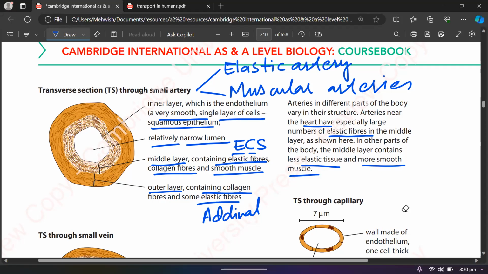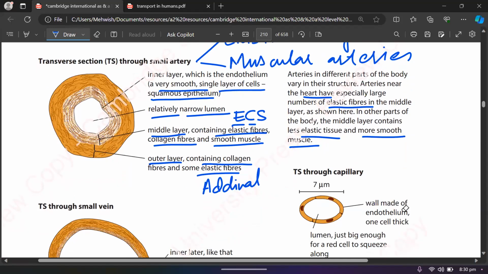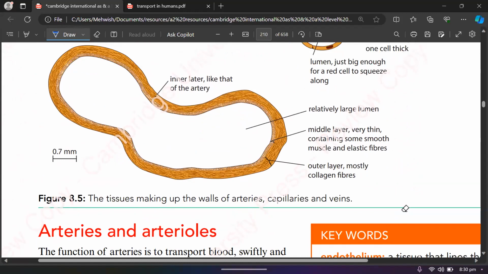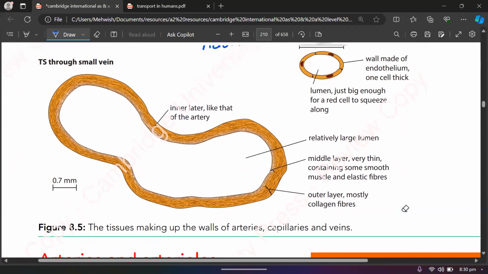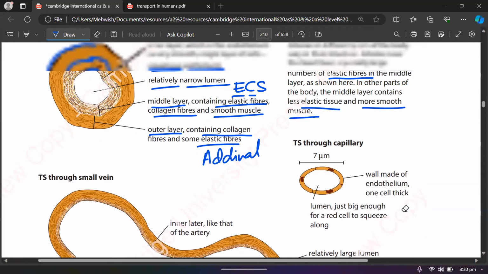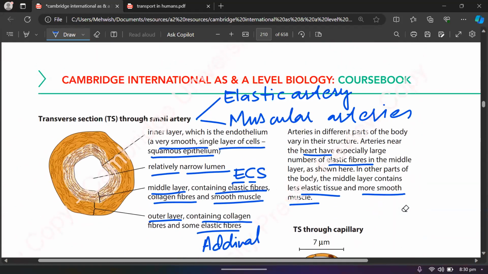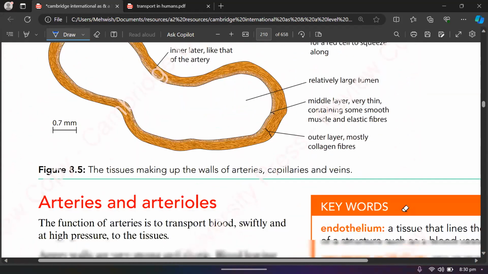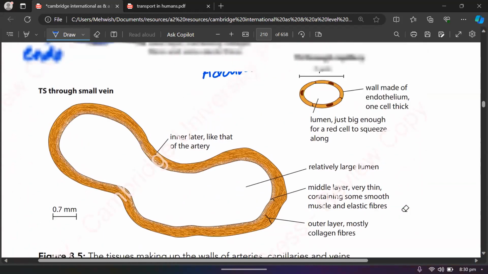Now let's move on to the vein structure. If you see this, it is not drawn to the same scale. They are drawn at different scales, and the scales are shown with the help of these bar scales. This is a 7 micrometer bar scale. This is a 0.7 millimeter bar scale. So they are not drawn to the same scale.